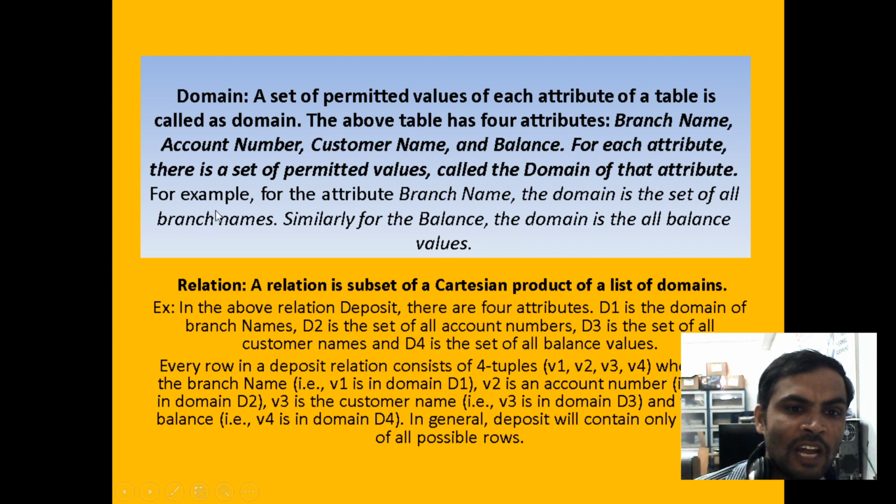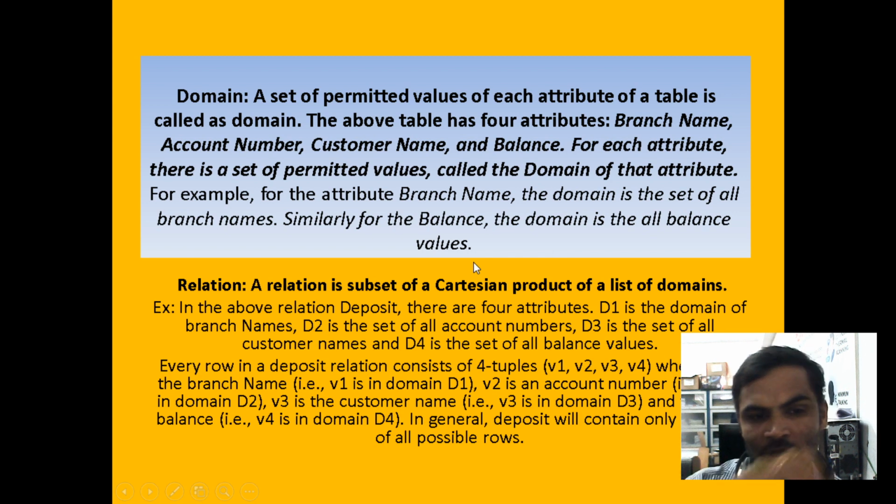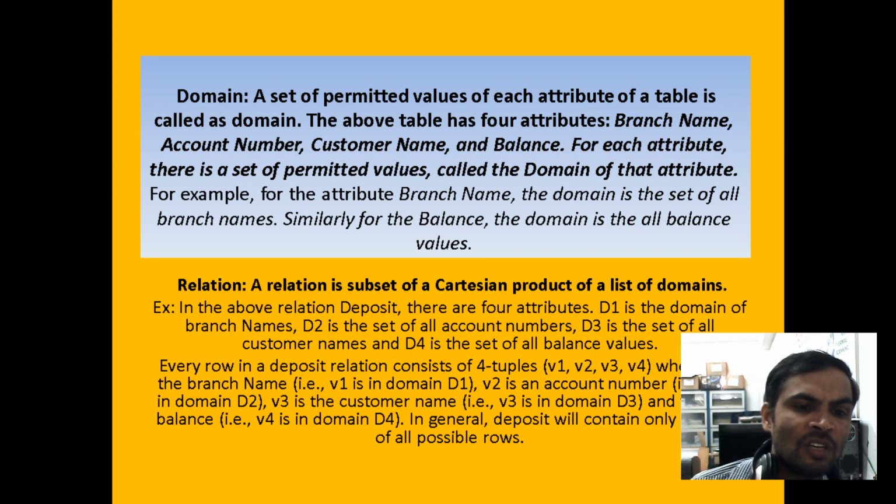For example, attribute branch name. Domain is a set of all branch names, similarly for balance, the domain of all balance values. Similar will be there. Next, if you are going for the relation, a relation is a subset of the Cartesian product of the list of the domains.